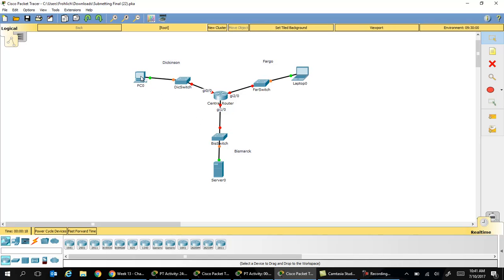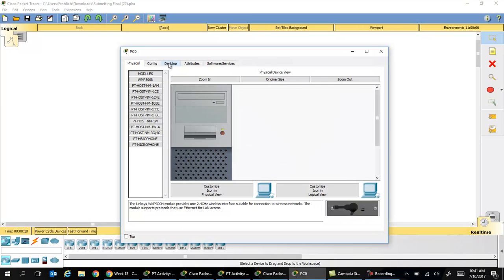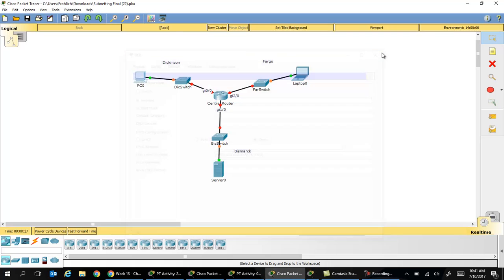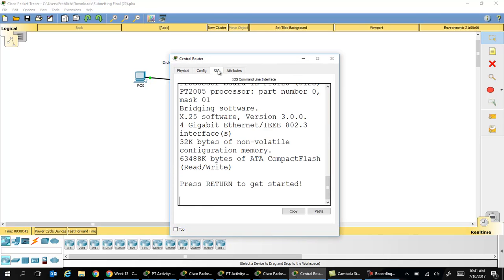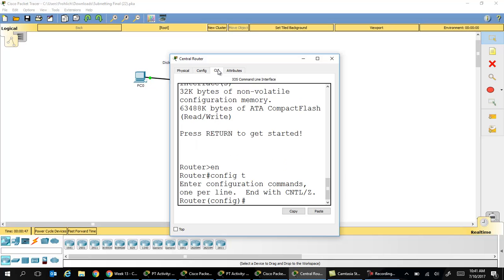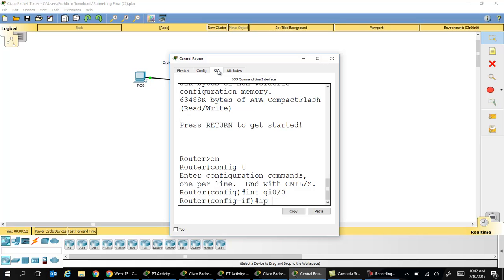Okay, so what you would do is go onto your PC and configure the IP address of this PC to correspond to what you put in the chart. Then if you take a look, this router has 3 interfaces. The Dickinson interface is the GI0/0, so whatever the first usable address was out of the Dickinson range, you go into your int GI0/0, and you'd give it the IP address, whatever that would happen to be.